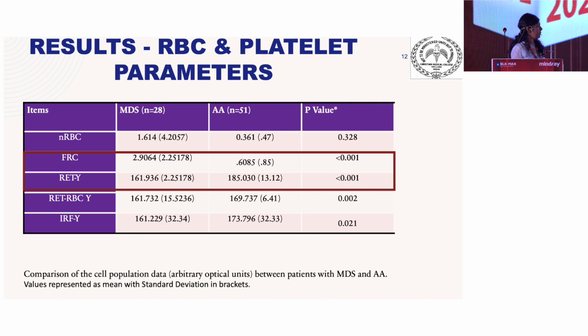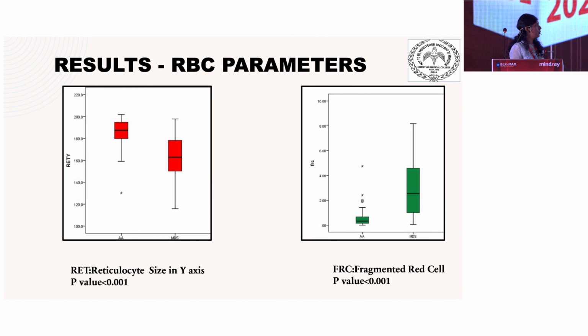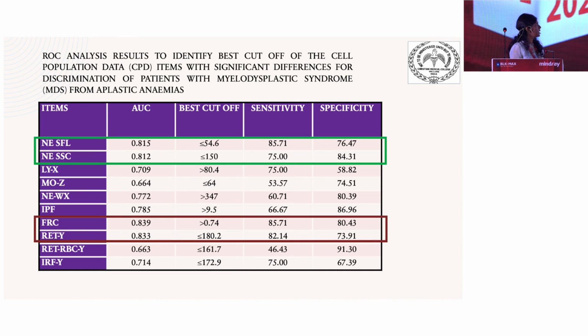Among the RBC and platelet parameters, we didn't find any significant platelet parameters, whereas among RBC parameters, fragmented RBC and reticulocyte index in the y-axis, which is the side fluorescence of reticulocytes, were significantly different. The fluorescence of reticulocytes was higher in aplastic anemia, whereas it was lower in MDS. But the fragmented RBCs were higher in MDS when compared to aplastic anemia. We postulated that it might be because of the macrocytosis accompanying the MDS. So these are the RBC indices which were significant between the two groups, reticulocyte size in the y-axis and the fragmented red cells.